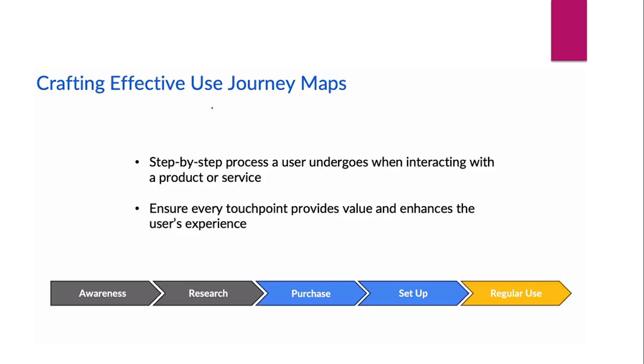Crafting effective user journey maps. What is a journey map? Awareness. First step is awareness. It is a step-by-step process. Next you have to perform the research. Next you have to purchase the things. The fourth step is setup. And the fifth step is regular use. Likewise, the journey map is used to provide the touch point values and enhance the user experience.